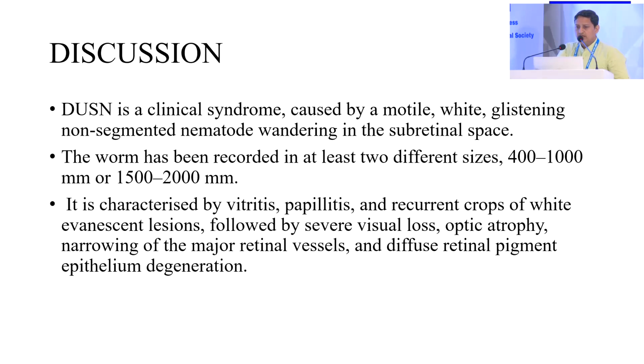DUSN is a clinical syndrome caused by a motile white glistening non-segmented nematode entering the subretinal space. The worm has been recorded in at least 2 different sizes, 400 to 1000 micrometers or 1500 to 2000 micrometers. It is characterized by vitritis, papillitis, and recurrent crops of white evanescent lesions, followed by severe visual loss, optic atrophy, narrowing of the major retinal vessels, and diffuse retinal pigment epithelium degeneration.